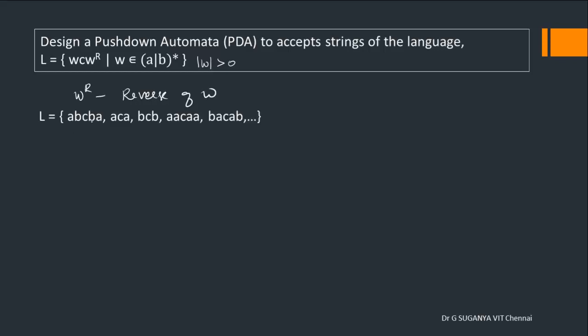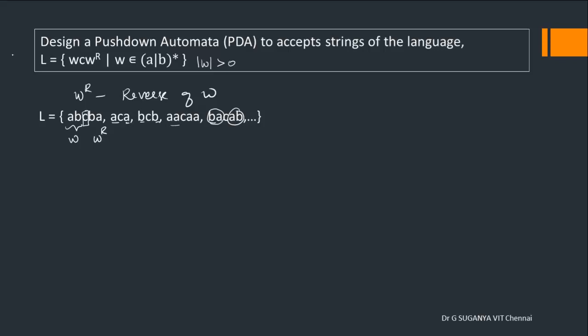The language will have words of this format. So C just acts as a separator or a delimiter, we can assume. So this is W. When C comes, we have to assume that the reverse of this W has to appear. So this is W power R. And similarly, wherever you see, this is W and this is W power R.